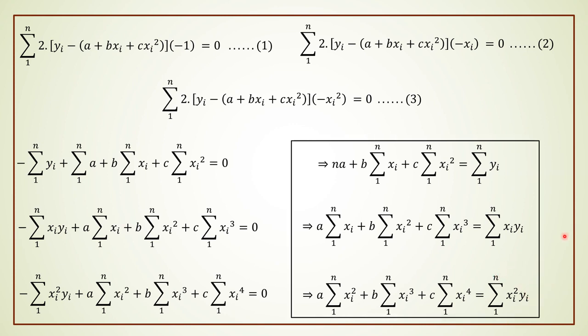Then these three equations, okay, these three equations are called the normal equations for the second degree parabola. By solving these three equations, you can get the values of a, b and c, which you can substitute in f of x. So that gives the best second degree parabola that fits the given set of observations.